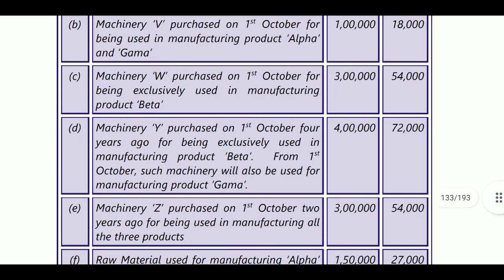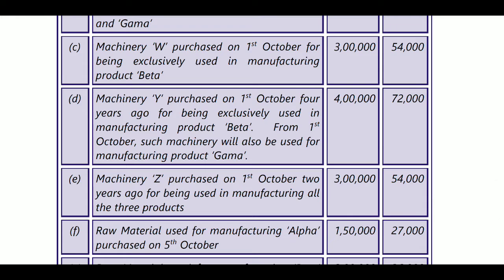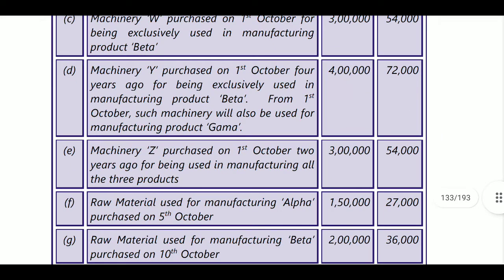Next, machinery Y purchased on 1st October 4 years ago for being used. You must consider only invoices within 1 year from the tax invoice. So it was a 4 years case. It is not available for calculation purposes. Next, machinery Z purchased on 1st October 2 years ago. That ITC is also not useful for calculation. But these 3 items will be common credit items.